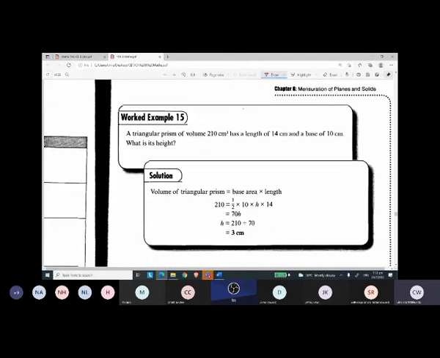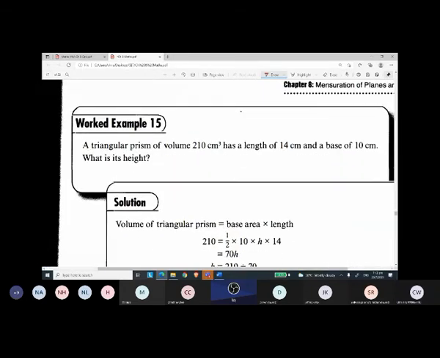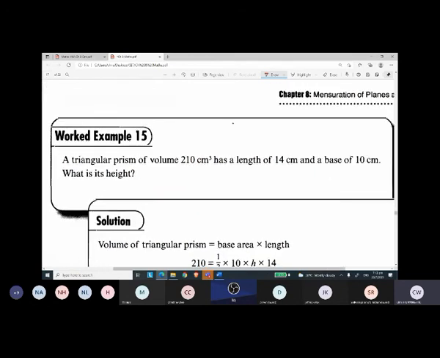Move on to the top. Okay, now let's see what they want. A triangular prism of volume 210 cm³ has a length of 14 cm and a base of 10 cm. What is the height now?